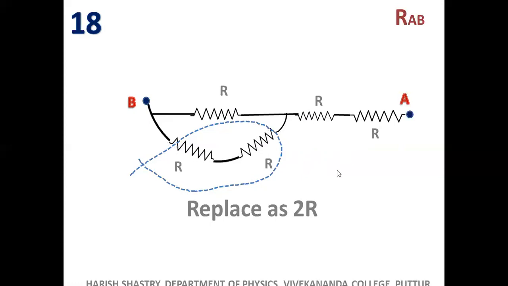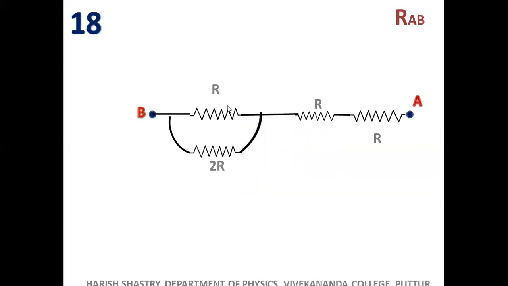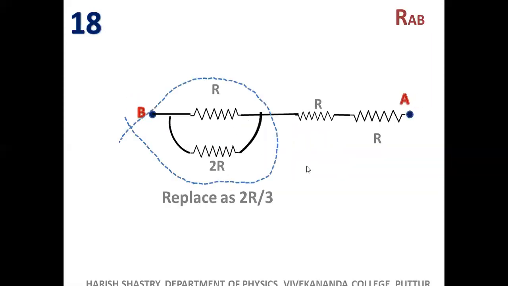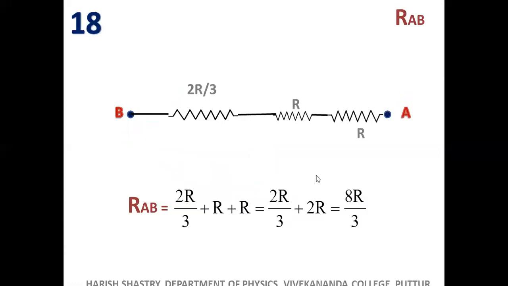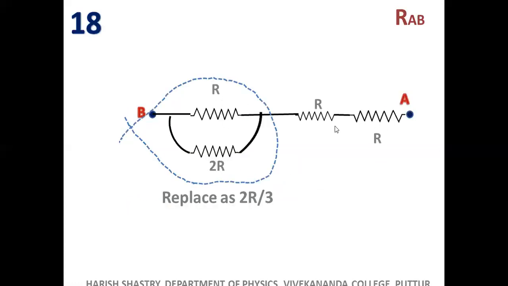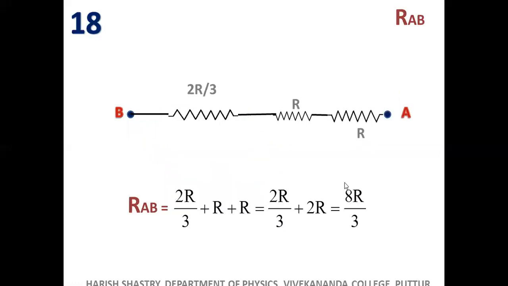That parallel path is a combination of series of two resistors. So replace this by 2R. So that is replaced by 2R. This one R plus R, 2R, 2R parallel R. That is 2R into R by 2R plus R, 2R by 3 here. 2R by 3 plus R plus R.